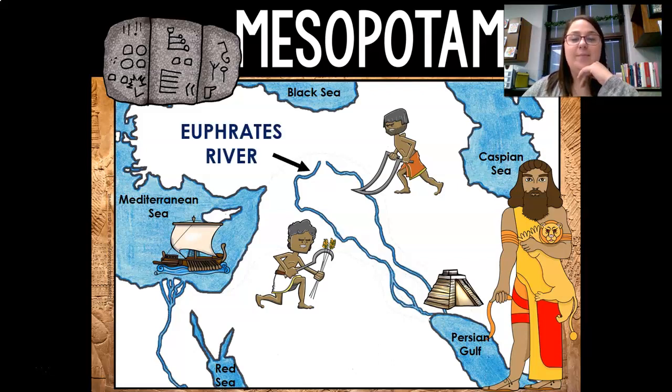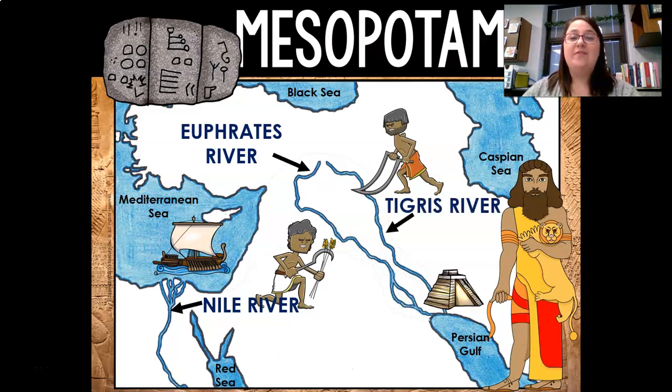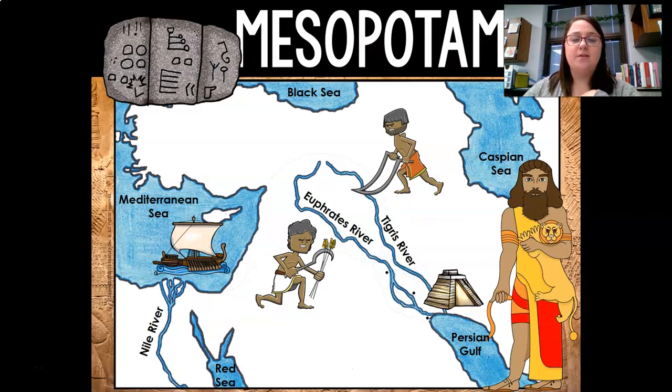Okay, so in this map, the Euphrates River is the one on the left. We have the Nile River down at the bottom. That'll be big when we get into Egypt. We don't need it quite yet, but it's important to know that river there. And we have the Tigris River. The Euphrates and the Tigris are the most important. It's really important that you know those. So there they are again.